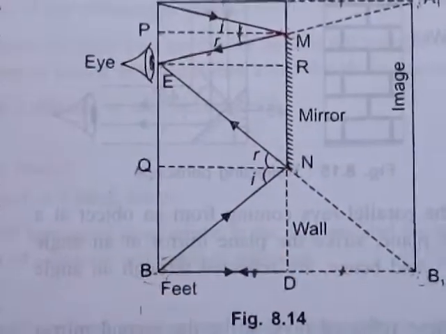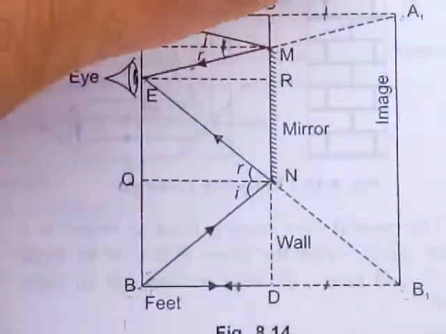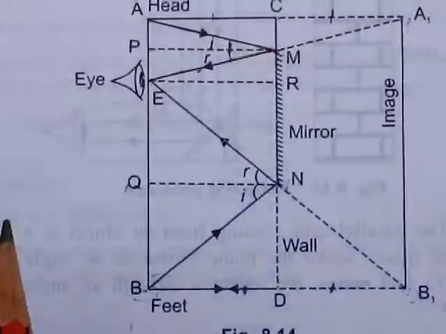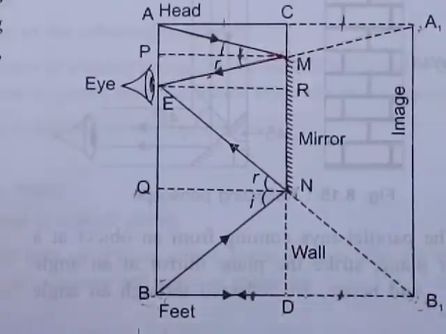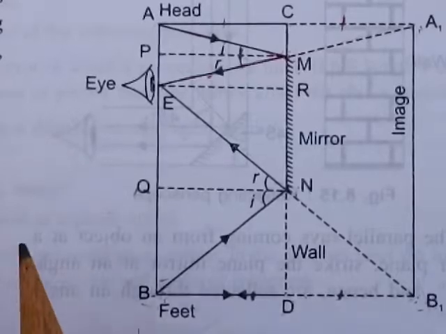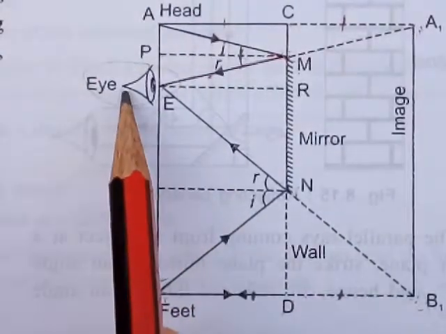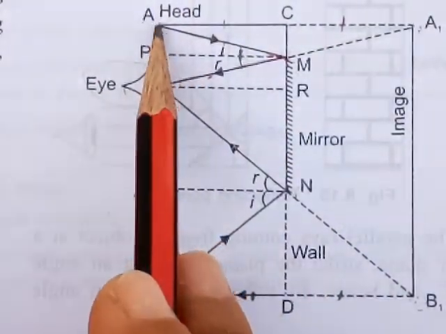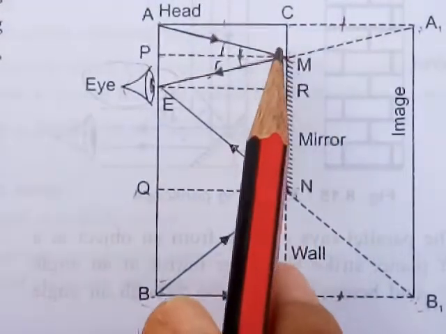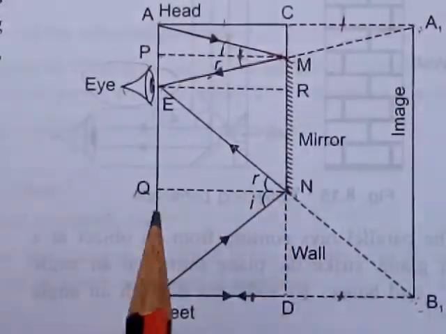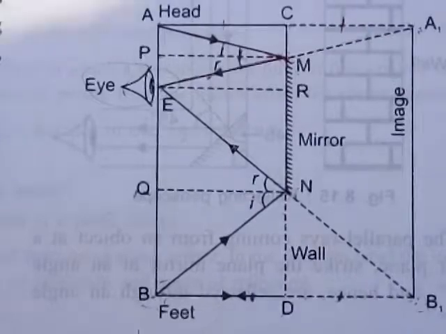Now you can see the image is A1B1. Image and object are of the same length, as the property of the plane mirror. And our eye is here, we are here, seeing the image of A to B, and this one is the mirror MN. Now let us prove it mathematically.